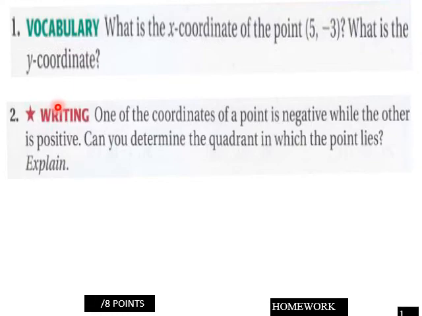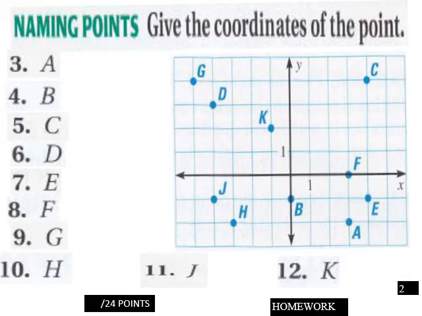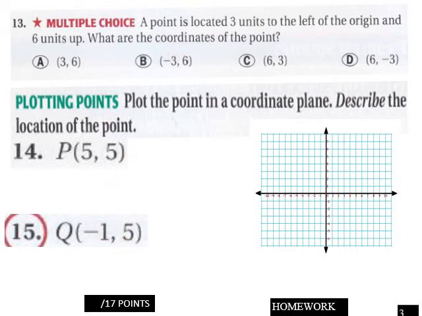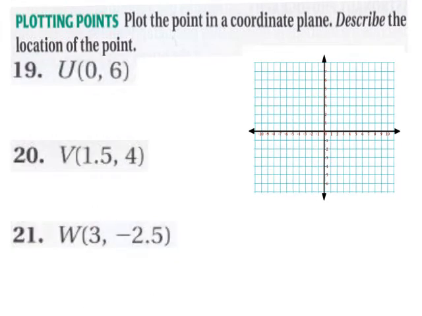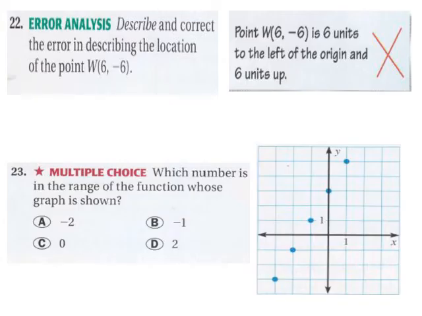Vocabulary and writing, page 1 in your homework. And then plot the points there, or rather give the coordinates. So we'd have ordered pairs here for each one. And then a point is located 3 units to the left, and so on. What are the coordinates of the point? Plotting points. So you plot points in a grid here. Plot the point in a coordinate plane. Plot the point in a coordinate plane. And then describe and correct. And then you have a multiple choice here.